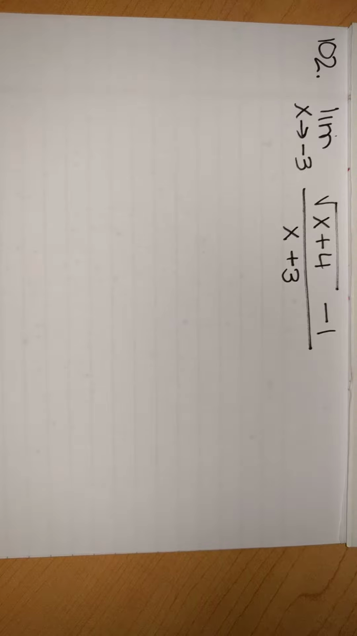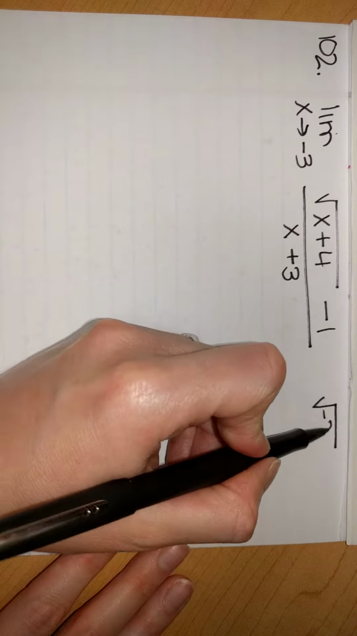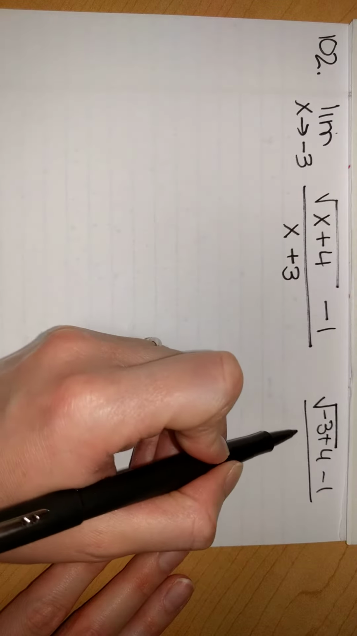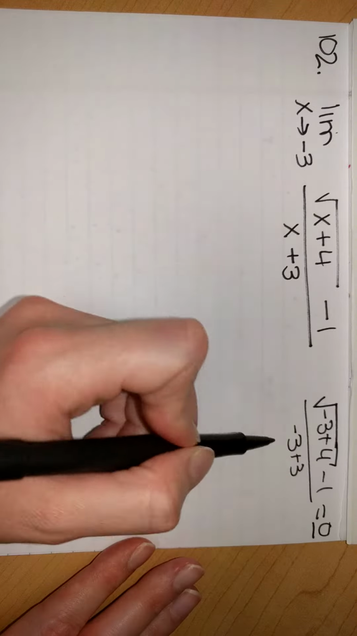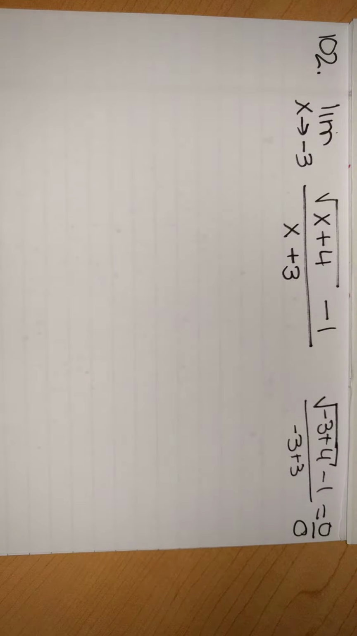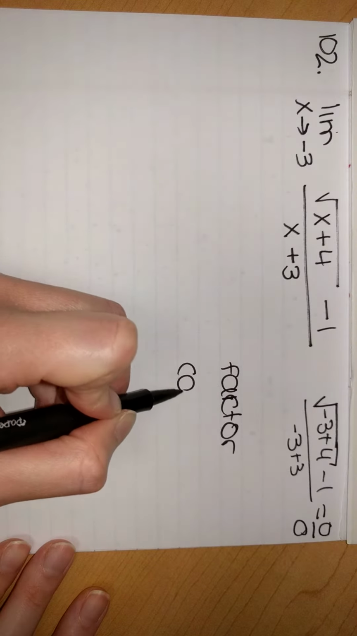All right, so you plug in. That's always your first step because you never know what's going to happen. So you plug in, you get negative 3 plus 4 minus 1 over negative 3 plus 3. That's given us 1 minus 1, so 0 over 0. And so we know with the game, we got to try to factor, and then we have to cancel.